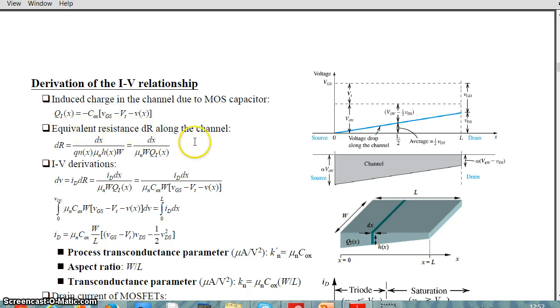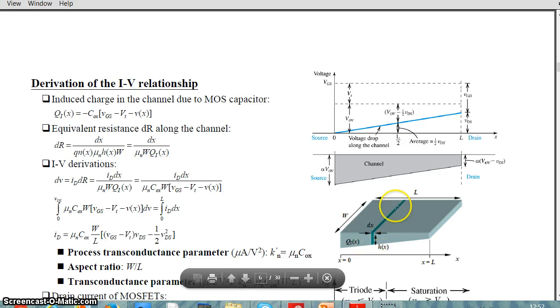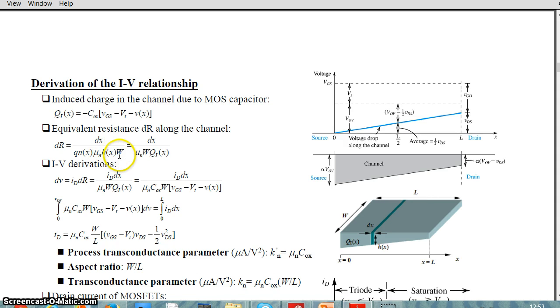Now the equivalent resistance dR along the channel for this small infinitesimal element is given by R equal to rho L by A. So dx becomes the length, and this, hx into W, becomes the area of that small infinitesimal piece, and this is the resistivity. This q nx mu n can be simplified and written in terms of the charge here. So now dV is equal to I into dR.